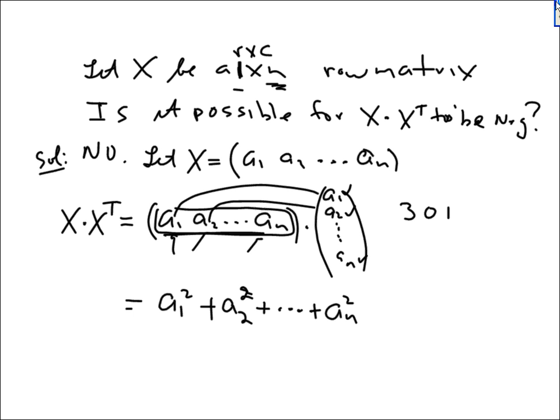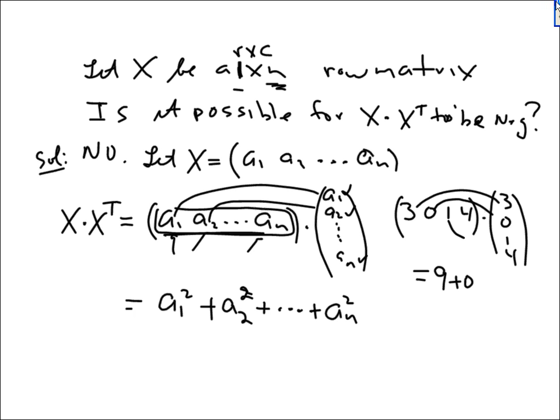3, 0, 1, 4. If I dot this with the transpose, I get 3 squared, which will not be negative, 0 squared, which is 0, 1 squared, which is 1, and let's make the 4 negative. Negative 4 squared is 16. 9 plus 1 is 10, plus 16 is 26. It's not going to be negative.